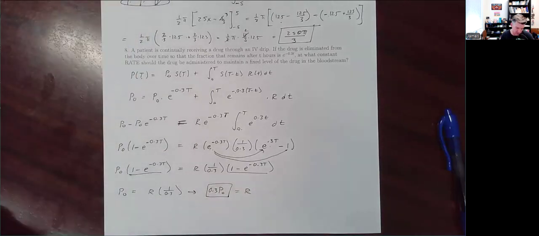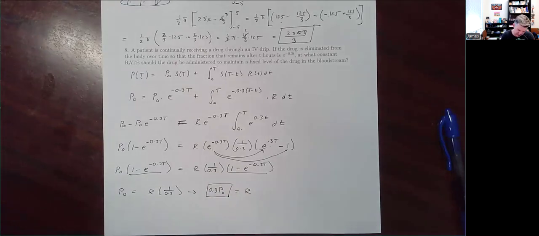So the constant rate that we should be administering the drug to maintain a fixed level of drug in the system is 30% of whatever the initial amount was. Interesting. Yeah. Let me just double check that one more time to make sure it doesn't sound too crazy. Yep, no, that's exactly how it looks on the other one.